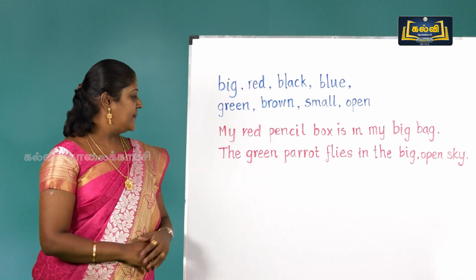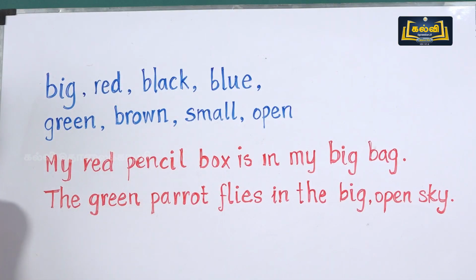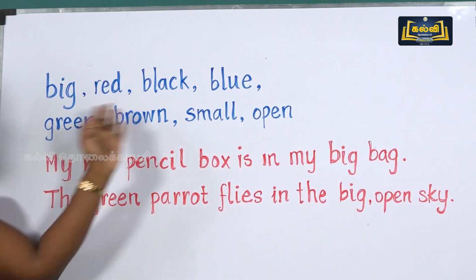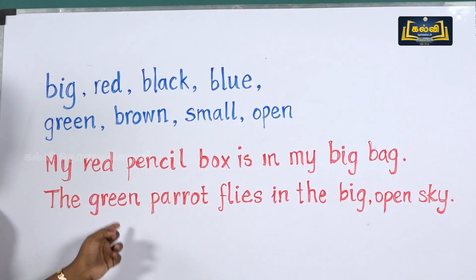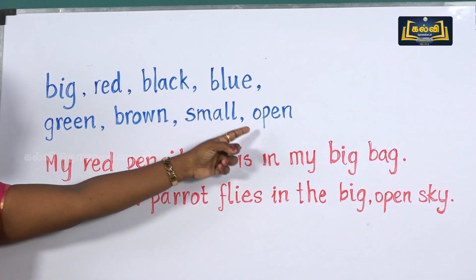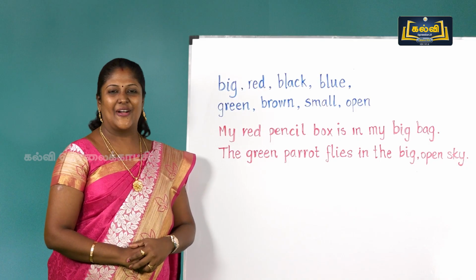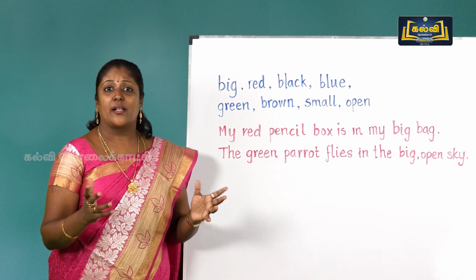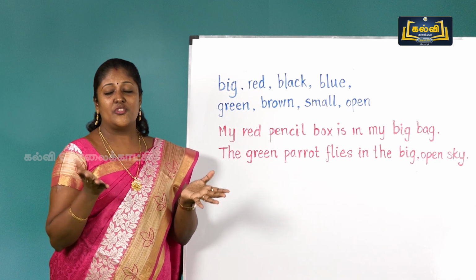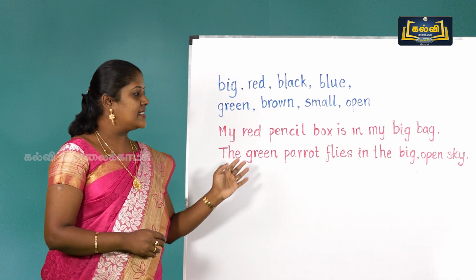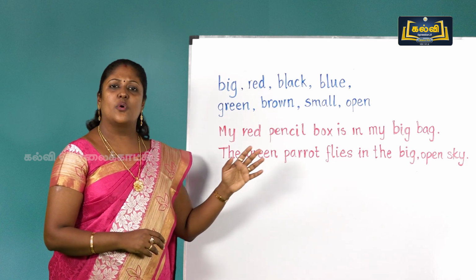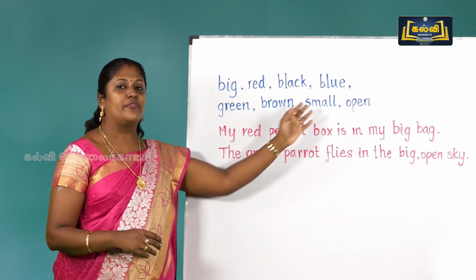Another example is the green parrot. Even if it is correct, you are going to encourage them to extend their sentences using any of these words. The green parrot flies in the big open sky. Got it? After writing, the students will be wondering, wow, such a big sentence, I wrote it, and they will be very happy. So this is the way you should kindle their thinking and help them to extend their sentences. Whatever they write, they should have any of these words.